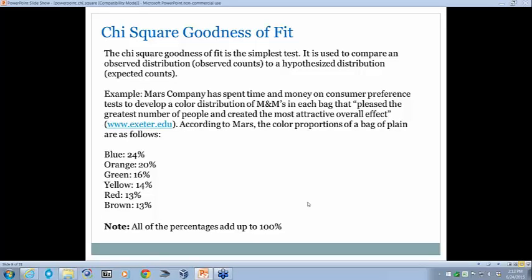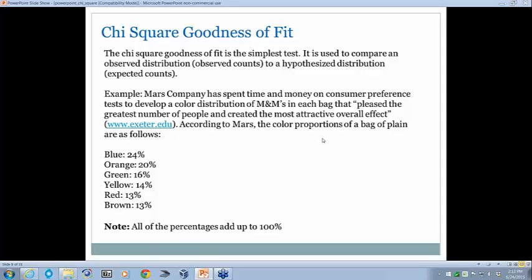In fact, I saw it as an undergrad, which I thought was very, very cool, and it allowed me actually to go buy some M&Ms yesterday, which I love to do. Mars companies spent some time and money on consumer preference tests to develop a color distribution of the M&Ms in each bag. And their color distribution is supposed to be one that pleased the greatest number of people and created the most attractive overall effect.